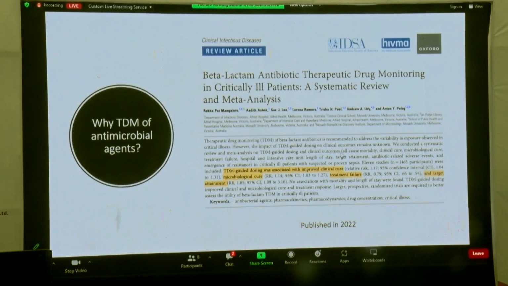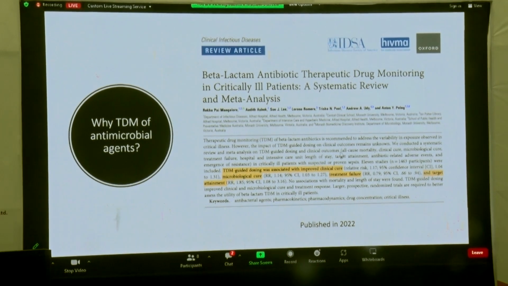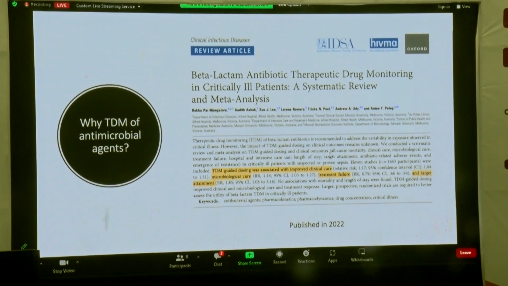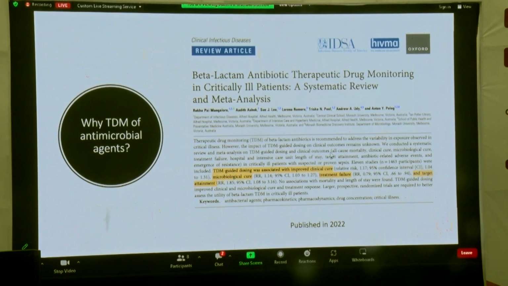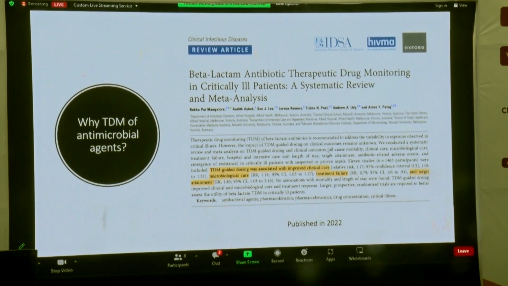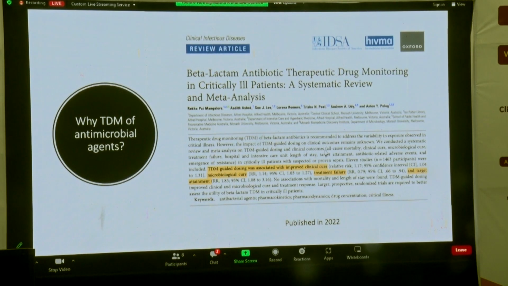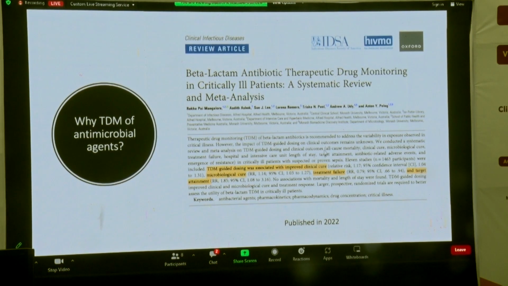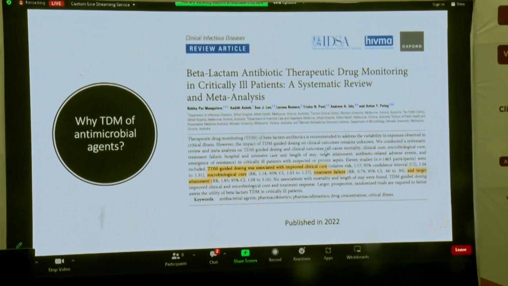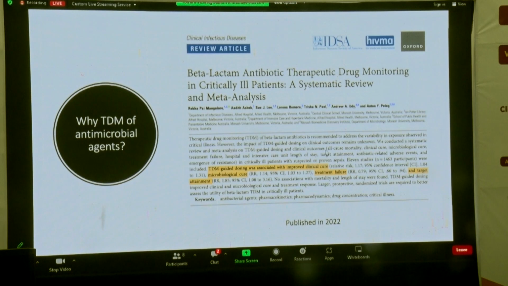Recently, an article was published in 2022 in Clinical Infectious Diseases. This is a meta-analysis done by Rekha Pai Mangalore and team. Only the important things I'm highlighting here. TDM-guided dosing was associated with improved clinical cure, improved microbiological cure, less treatment failure, and improved target attainment. So there is loads of evidence supporting TDM of antimicrobial agents in critically ill patients. There are many; this is the recent one.